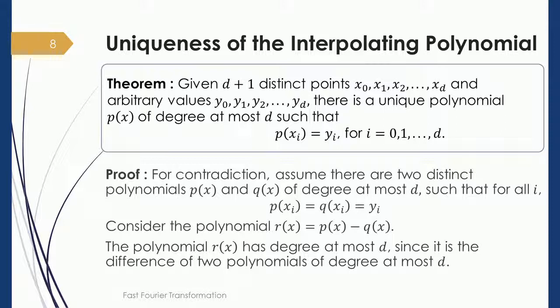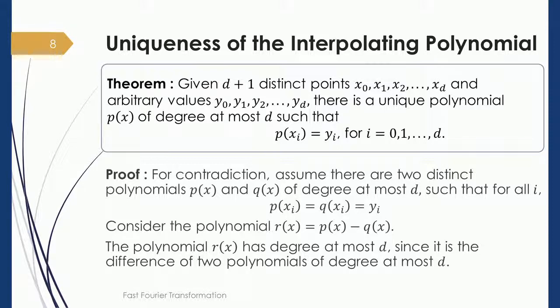So, given d plus 1 distinct points, and these are x 0, x 1, x 2 and so on up to x d, these are interpolating points, and arbitrary values y 0, y 1, y 2 and so on up to y sub d. Our claim is that there is a unique polynomial P of x of degree at most d, such that P of x sub i evaluates to y sub i for all i going from 0 to d.